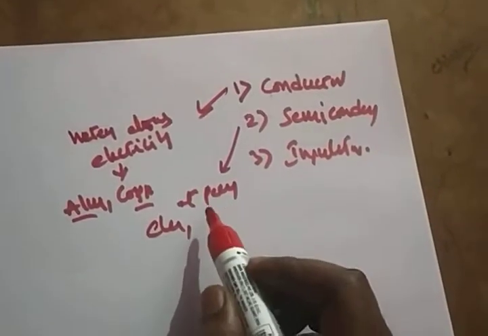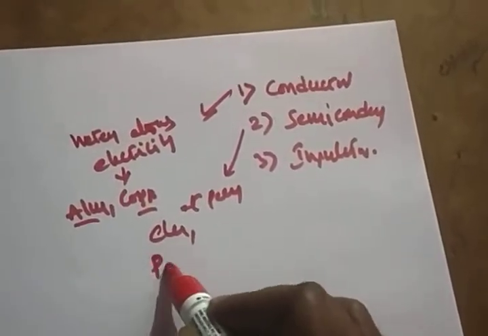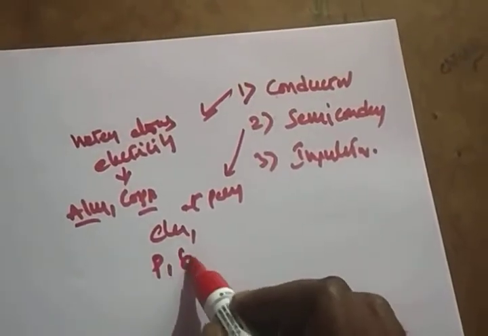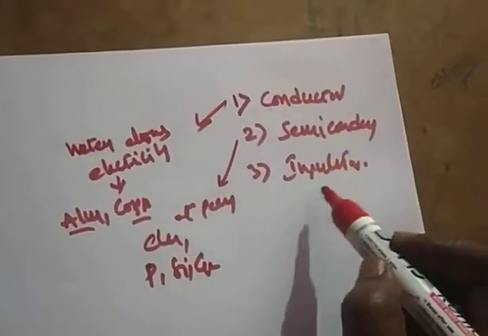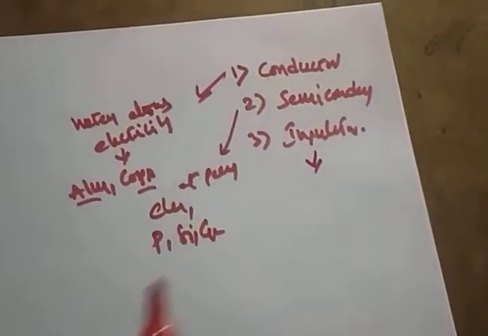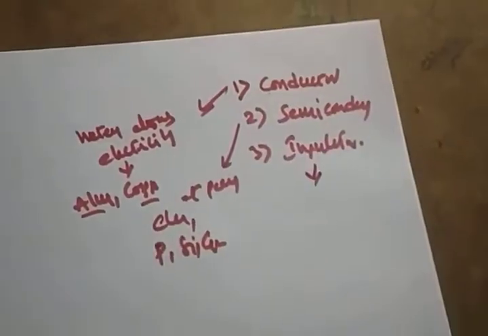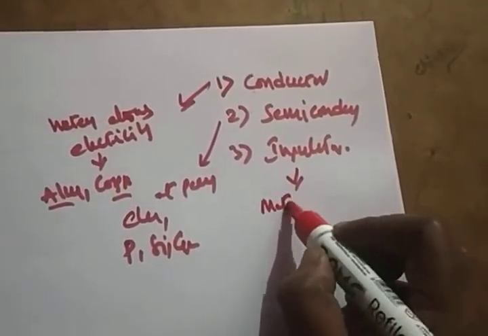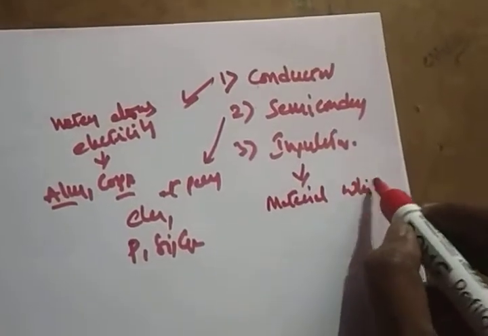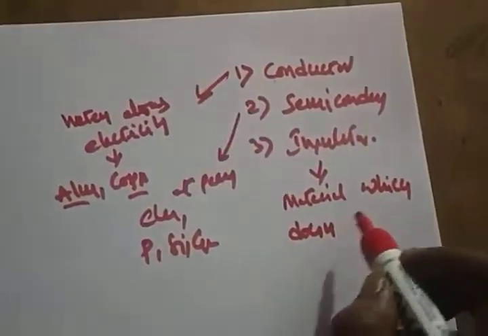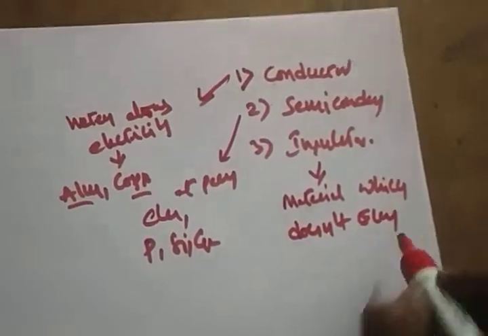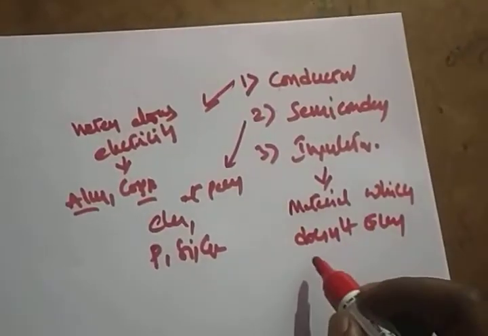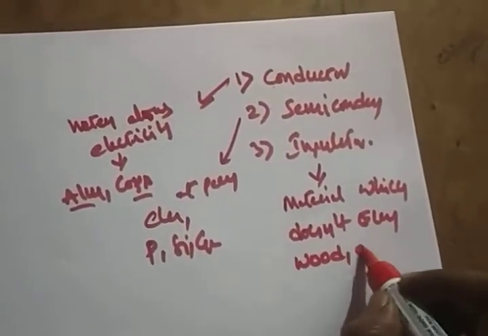So what are the different types of semiconductors? Phosphorus, silicon, gallium, all these are semiconductor materials. Now what is an insulator? An insulator doesn't allow the electricity. An insulator is a material which doesn't allow the electricity. What are the examples? Wood, glass. So these are the insulating materials.